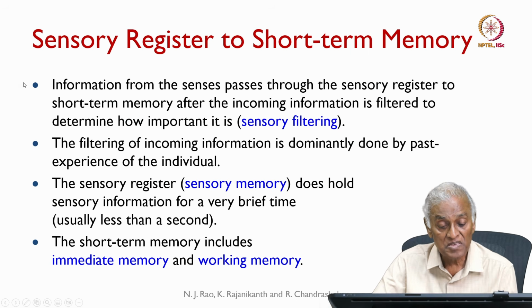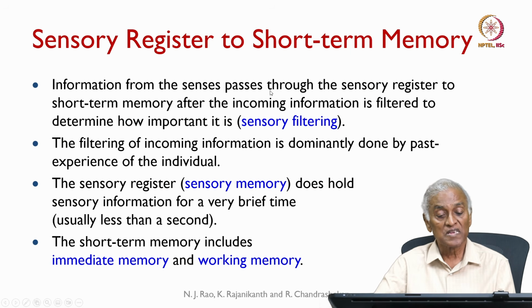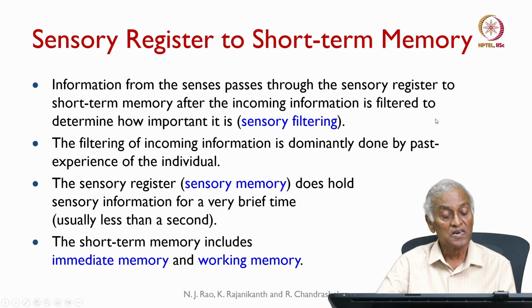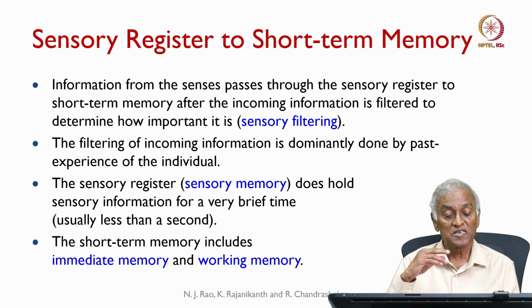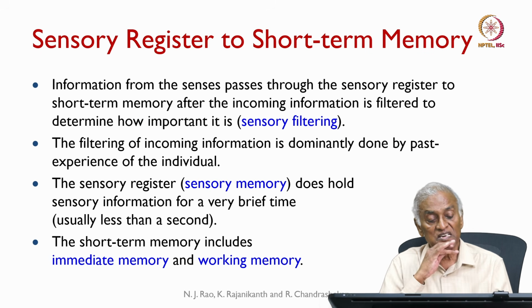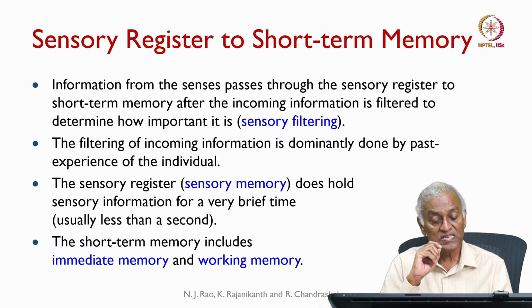So the same I am explaining here. Information from the senses passes through the sensory register to short-term memory after the incoming information is filtered to determine how important it is. Sensory filtering. The filtering of the incoming information is dominantly done by the past experience of the individual. If you consider something irrelevant because of past experience, it will be rejected straight away. The sensory register holds sensory information for a very brief time, usually less than a second.